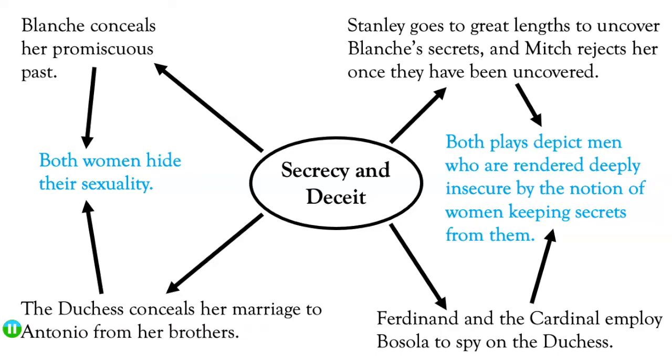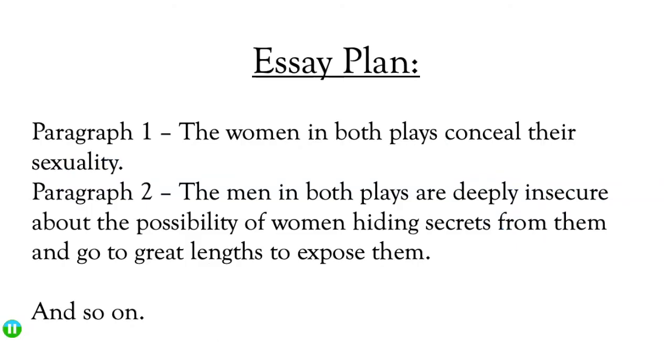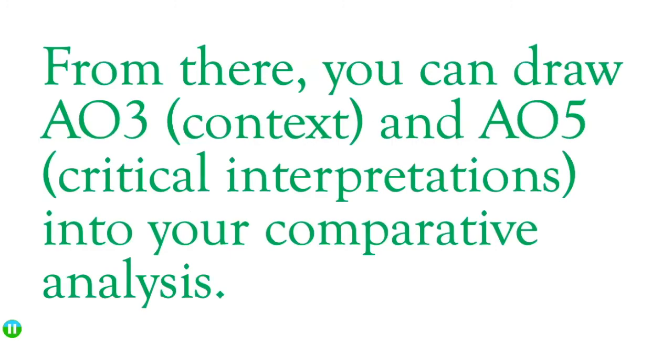So you could write a paragraph about how Blanche and the Duchess both hide their sexuality, or you could write a paragraph about how the men in both plays are deeply concerned about the possibility of women keeping secrets from them. From there, you can start to address the other assessment objectives too, as you can pull critical quotations, literary theories, analysis of dialogue, metaphors, symbolism, and theatrical techniques, or an examination of context into your argument.